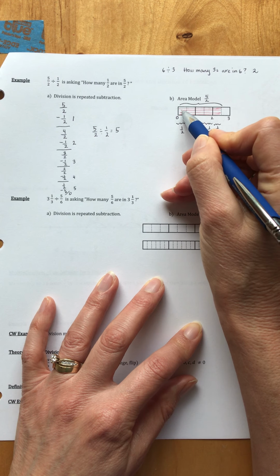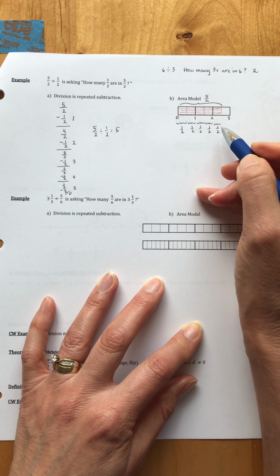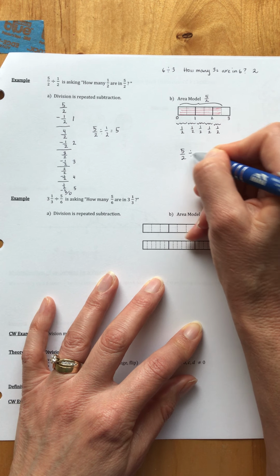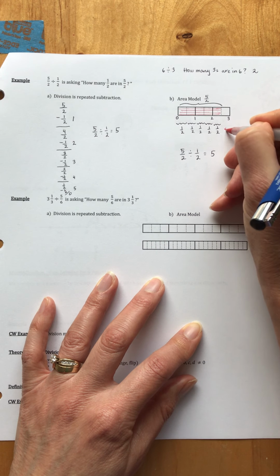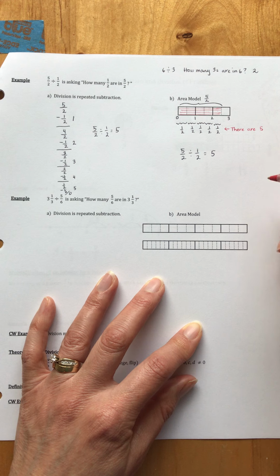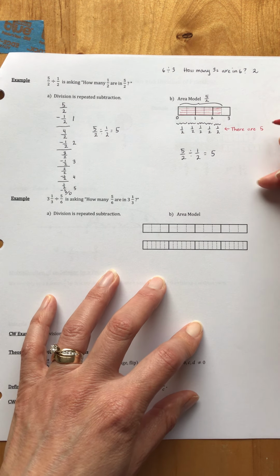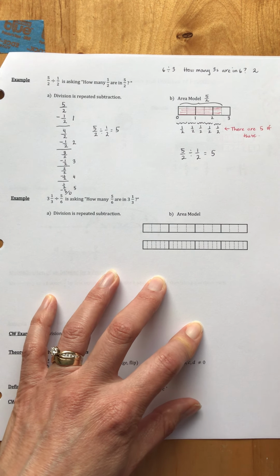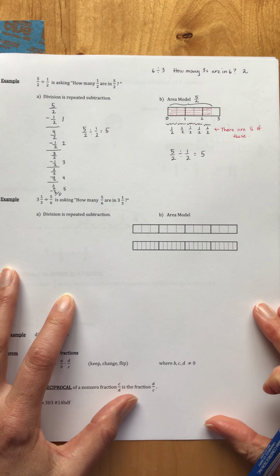You can count them in here. 1, 2, 3, 4, 5 halves. So we can see there that we have 5. So again, 5 halves divided by 1 half is equal to 5. So let's write here, there are 5. If I write 1 halves, it's going to be weird. So 5 of these. Okay, so hopefully you can see all that.